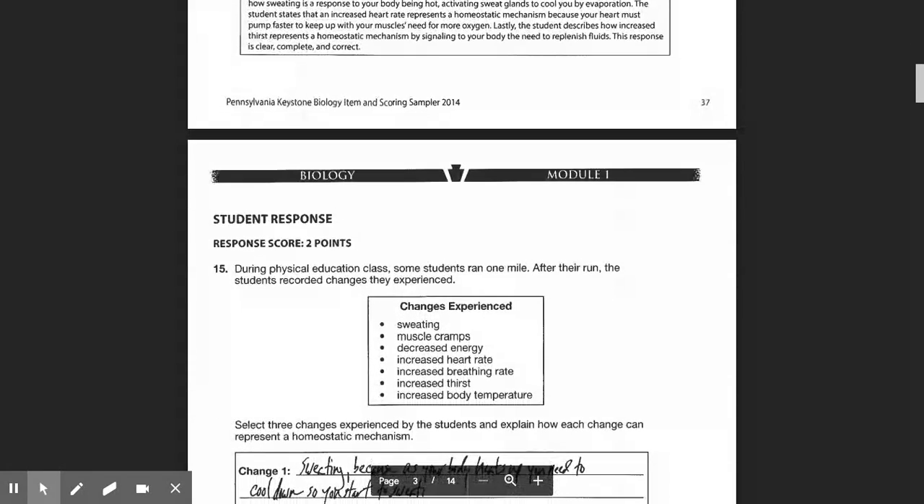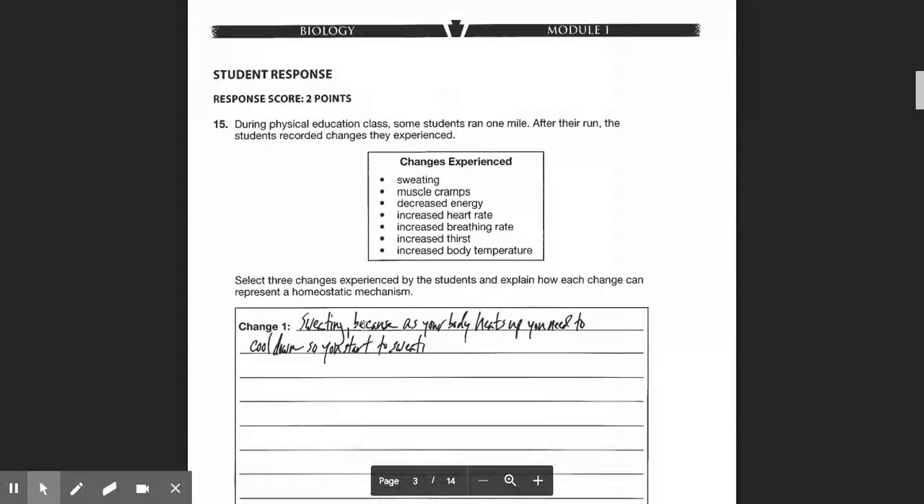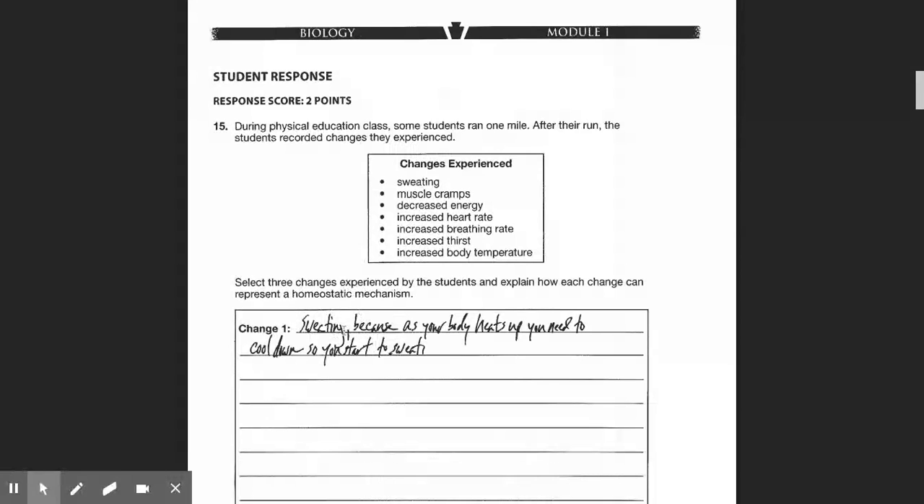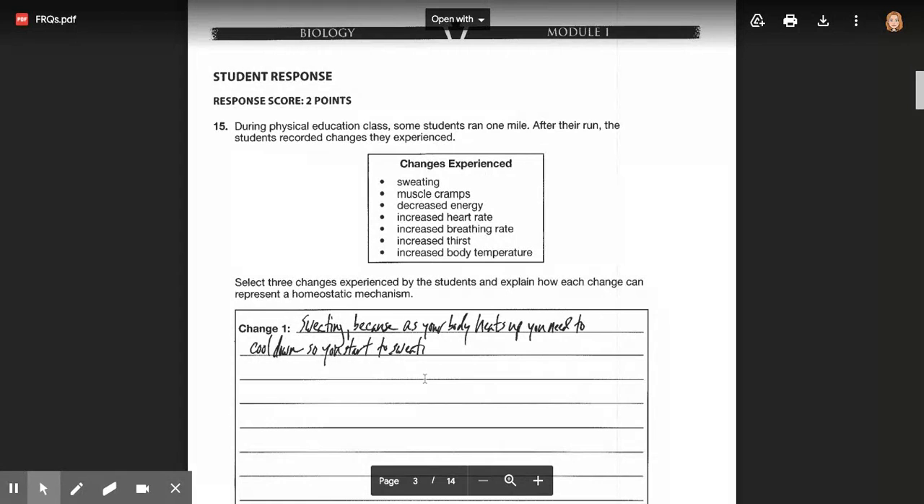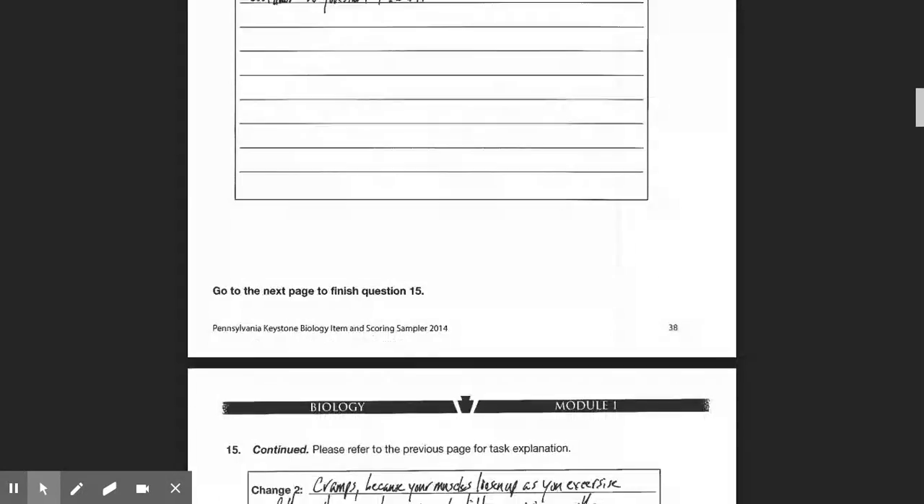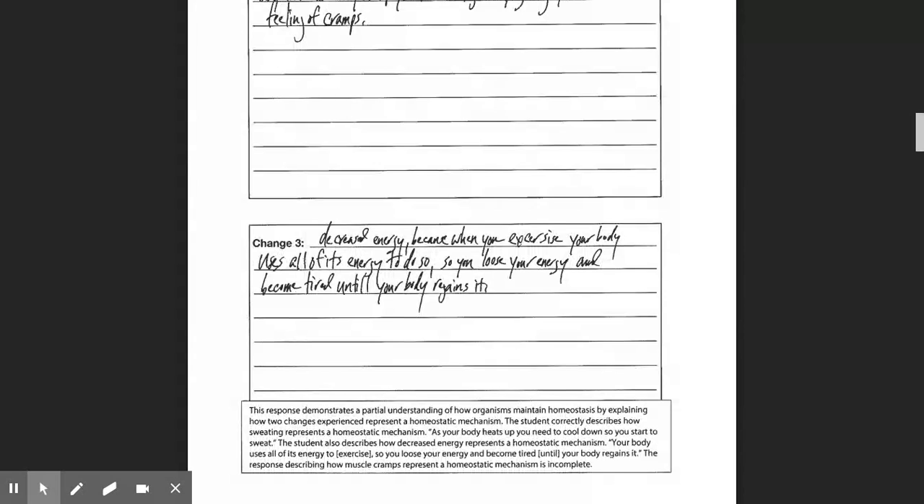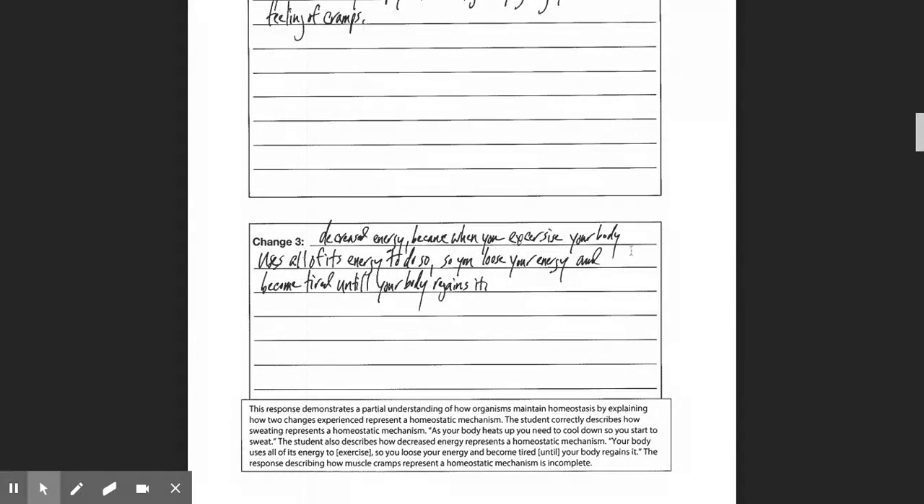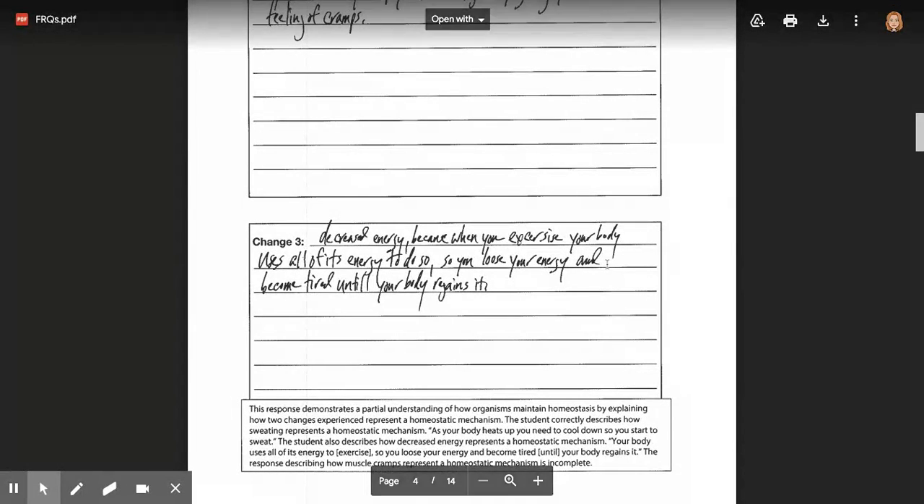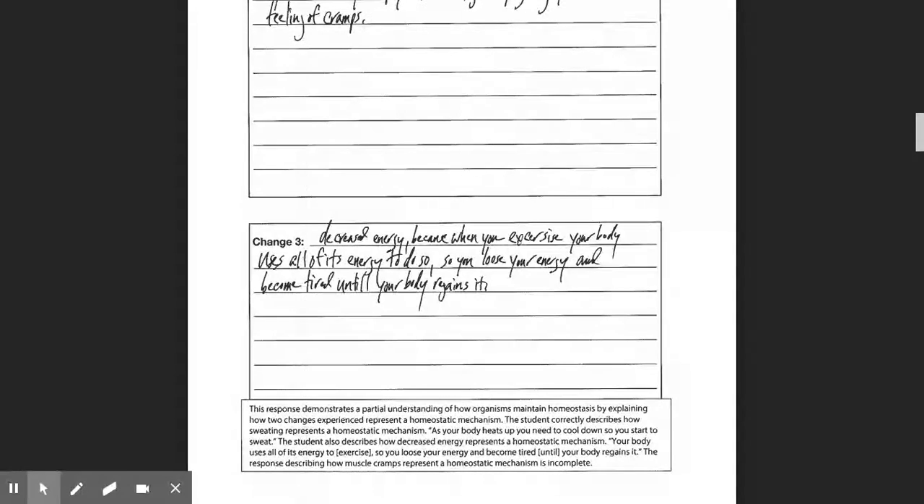In this next example, same question, student chose sweating because your body heats up and you need to cool down, so you sweat. Cramps because your muscles loosen up as you exercise, and then when you stop, your muscles tighten up, giving you the feeling of cramps. Decreased energy because when you exercise, your body uses all of its energy to do so, so you lose energy and become tired until your body regains it.